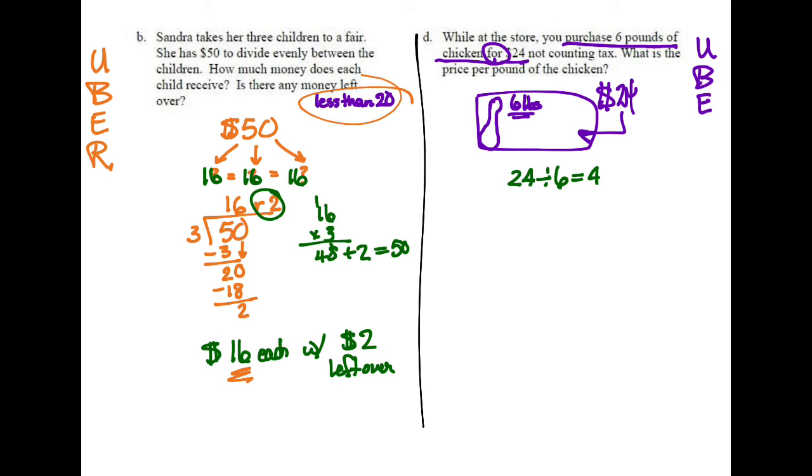Okay, so what is the price per pound? $4 per pound. And does that make sense? Okay, if we do 4 times 6, so each pound is $4, we do get 24. So, yep, it makes perfect sense.